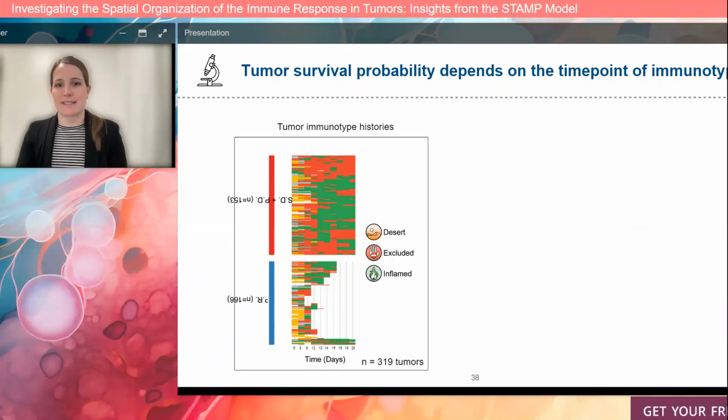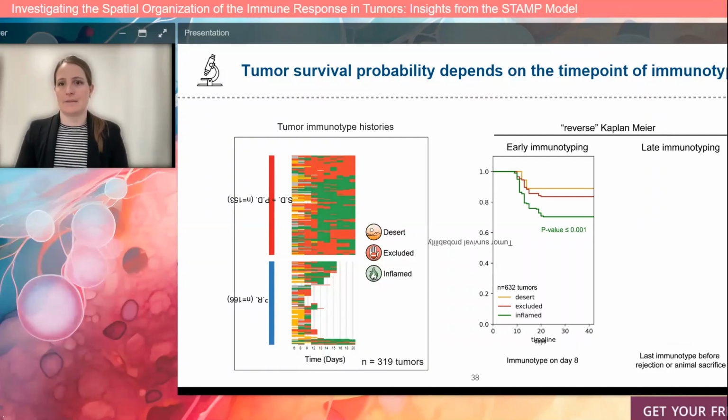And we can represent this data in the form of a heat map. I apologize for the formatting here, but looking at every individual tumor, we can show individual tumors here on the y-axis and time in days, and then color indicates the immunotype of that tumor. And so you can see that there's many different patterns or trajectories by which tumors traverse these different spatial states.